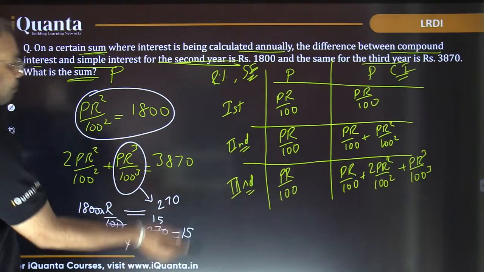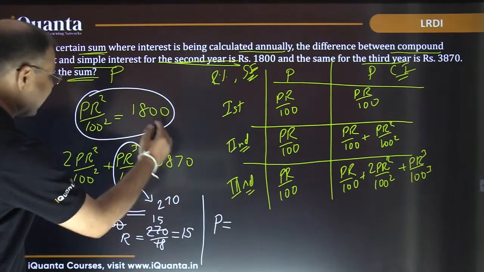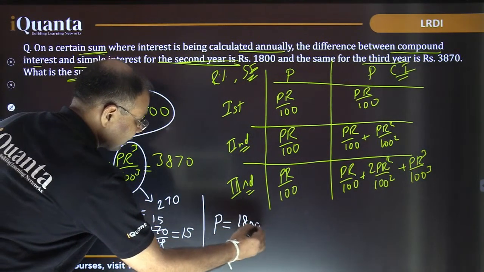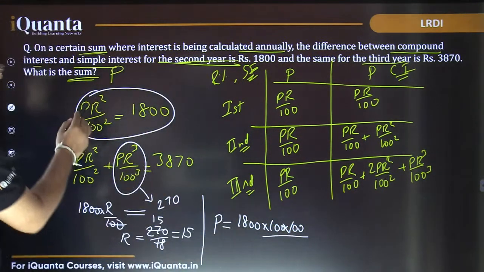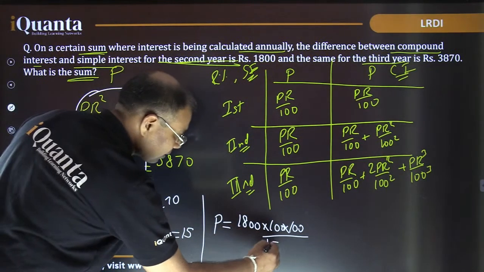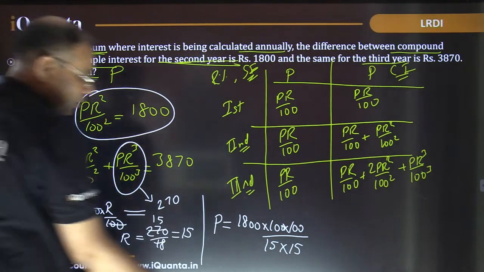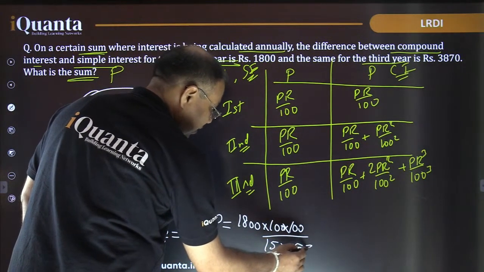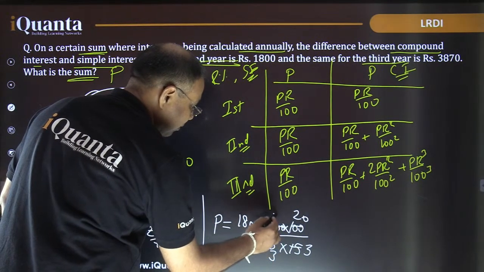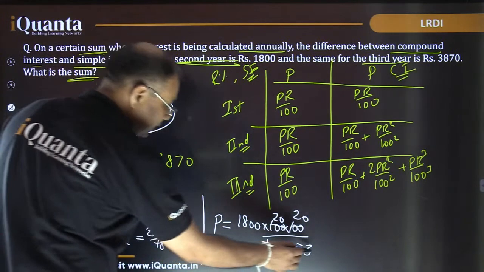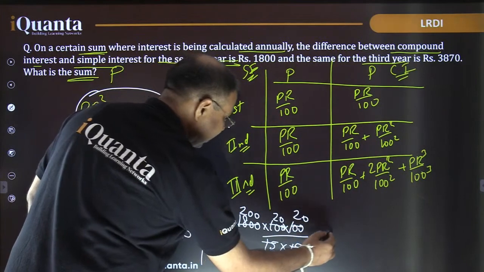Now just substituting back this value of R, we can find out the value of P. So P comes out to be 1800 into 100 into 100 divided by R square, which is 15 into 15. Now we need to simplify, and this can certainly be done easily. 5 3s are 15, 5 into 20. 5 3s are 15, 5 into 2, 5 into 20. Now 3 3s are 9, 9 2s are 18, so 200. So it is certainly 80,000.